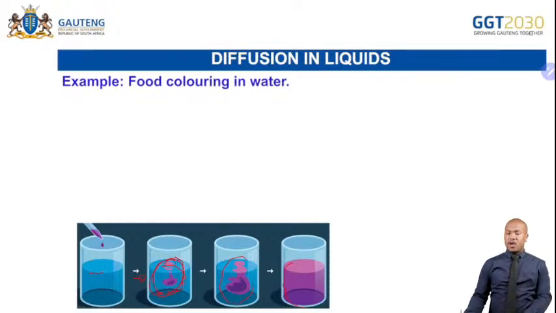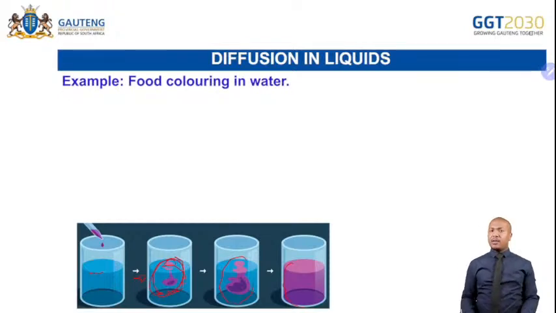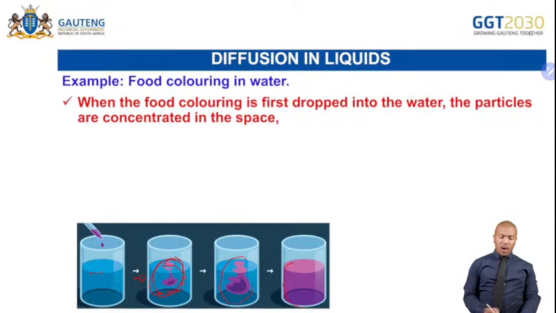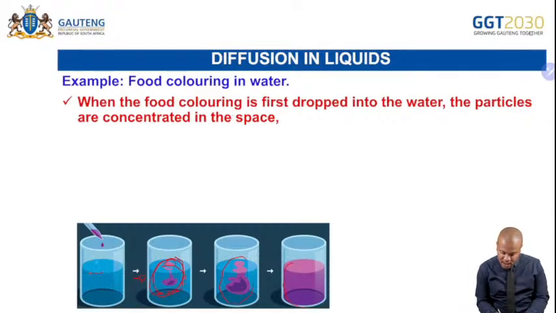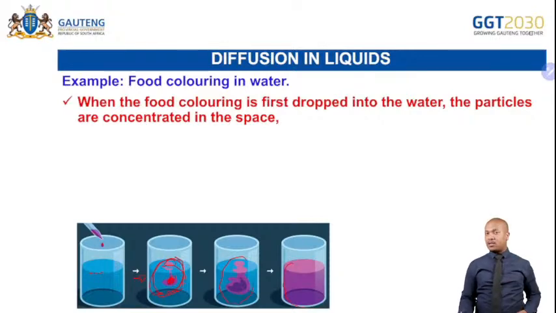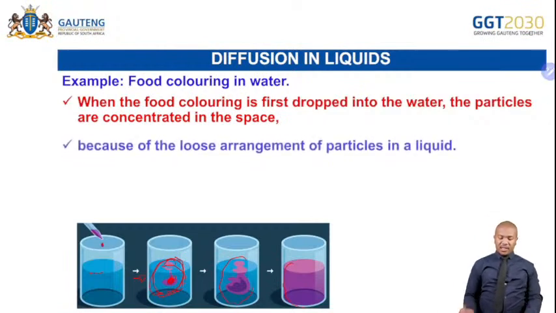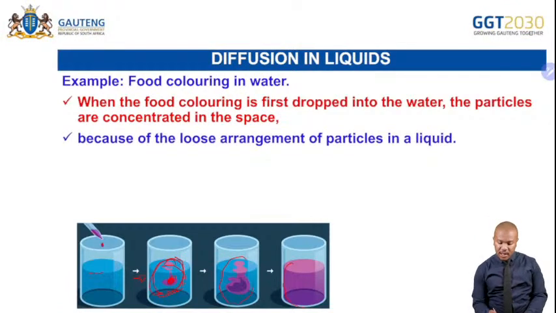So what happens? We're going to use food coloring in water as an example. When the food coloring is first dropped into the water, the particles are concentrated in the space. This is what I was talking about, right? From this drop to here, this is where the food coloring is highly concentrated, right? Up until it starts spreading because of what? The loose arrangement of particles in a liquid.